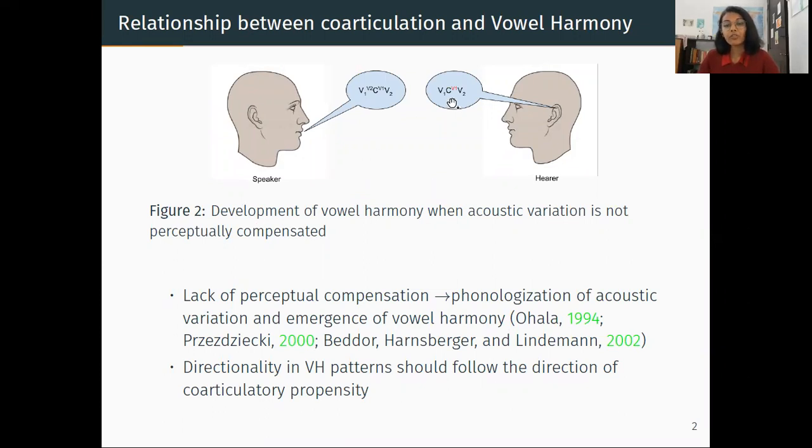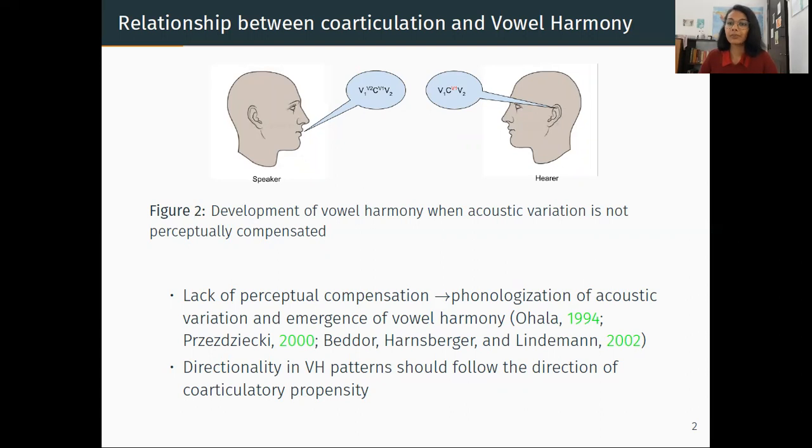Here, the feature of V1 is now perceived as being a part of the category V2. So this becomes a grammatical feature of the language. So we can expect that the directionality of vowel harmony in a language would be the same as the direction of coarticulatory propensity that was there before vowel harmony developed.